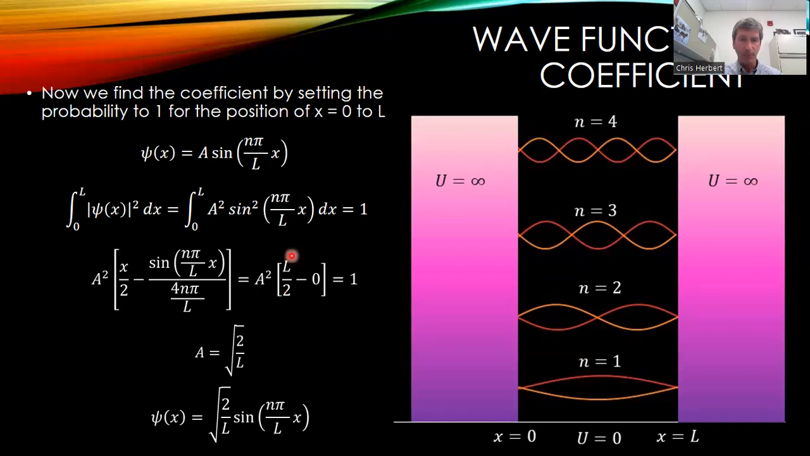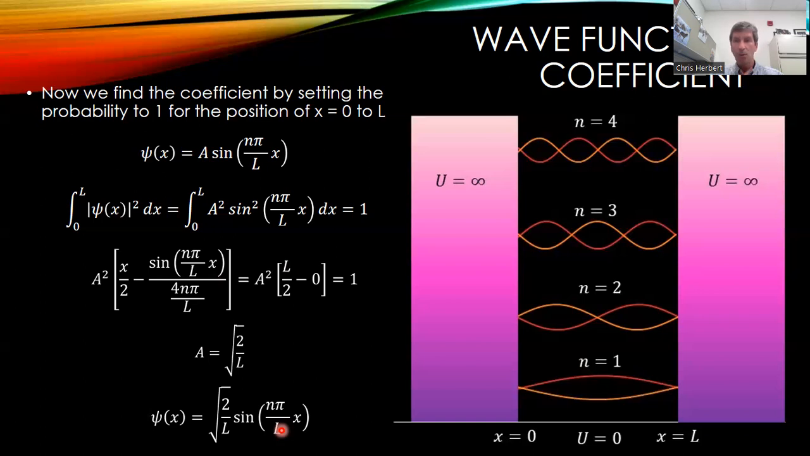And basically, a squared times L over 2 is equal to 1. Therefore, a must be equal to the square root of 2 over L. So there is my coefficient, and there is my little wave function. And for any n, this is going to work. Here is my fundamental. Here's my second. Here's my third harmonic. Here's my fourth harmonic. What's interesting here is the amplitude is independent of n. It's the frequency of the wave function, the spatial frequency, and I get different values for all of these.